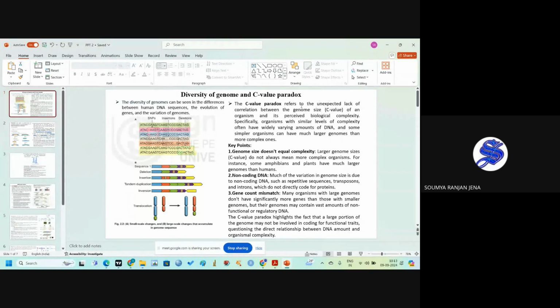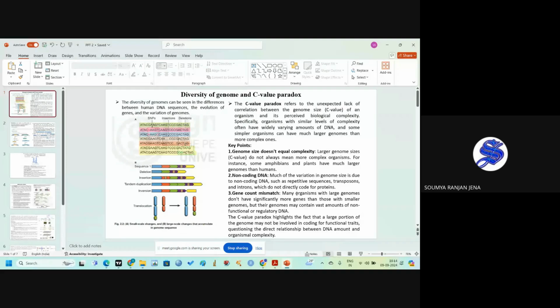Then, if we go to the C value paradox, what is the C value paradox? The C value paradox refers to the unexpected lack of correlation between the genome size of an organism and its perceived biological complexity. For example, if we compare the E. coli genome with the human genome, how does this complexity happen? Organisms with a similar level of complexity often have wildly varying amounts of DNA, and some simpler organisms can have much larger genomes than more complex ones.